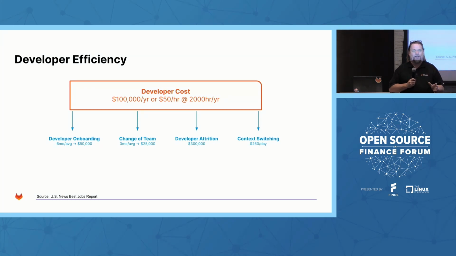The one I'm really going to dig into today, because this is one I actually helped do a study on at NC State, and I'm going to pull some more relevant data out of it, is developer context switching. So how many people here are developers today? How many people do we have that are developers?